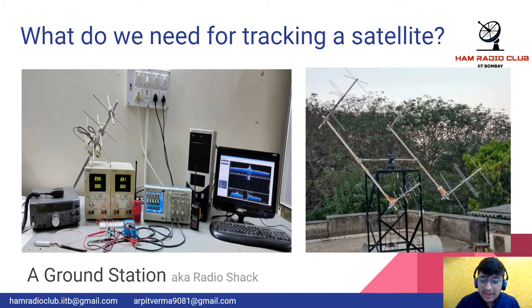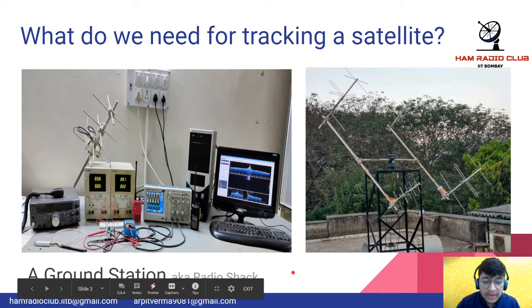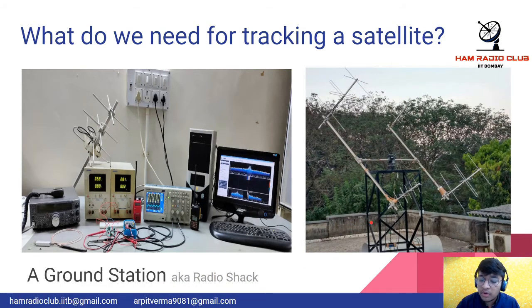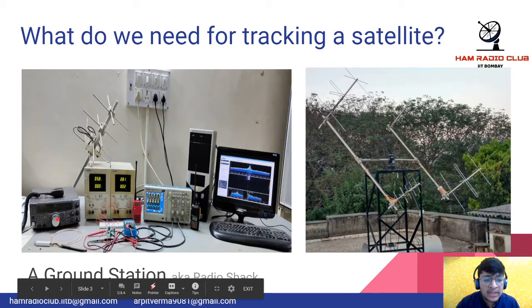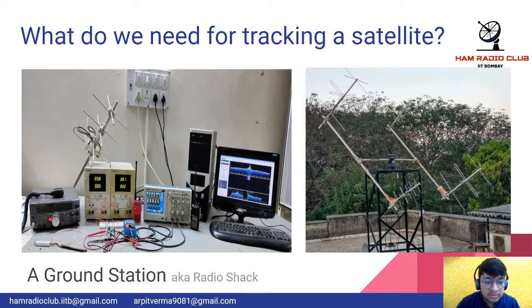So what do we need for tracking a satellite? A ground station comprises all the equipment needed for tracking a satellite. It is also called a radio shack. This is an antenna which is set up on a terrace, and it does the work of receiving the signal. This is a motorized antenna which moves on its own when the satellite passes over in the sky. And this is the image of the control room which houses all the equipment which does the processing. This is a transceiver, this is a handheld radio, this is the mainframe. All of this included forms the ground station, which is very necessary to track a satellite.